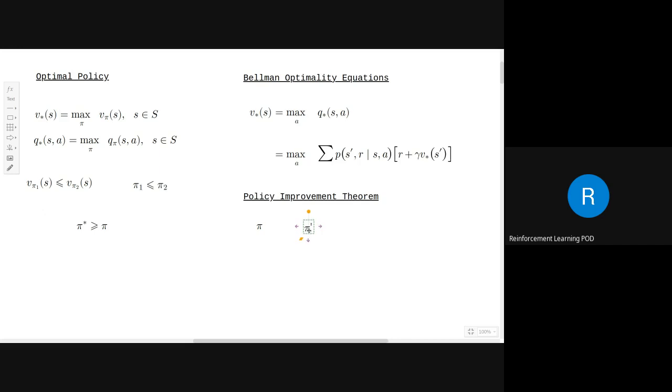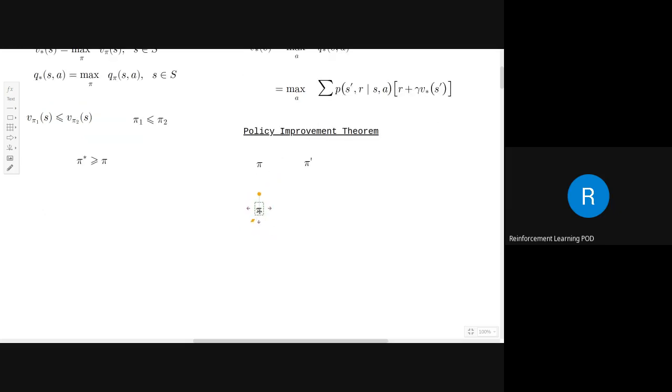So what is that better policy going to be? This is the claim: V pi of S will be less than or equal to V pi prime of S. Right. So let me write that down. So V pi of S. We are looking for a policy that satisfies this V pi prime of S.